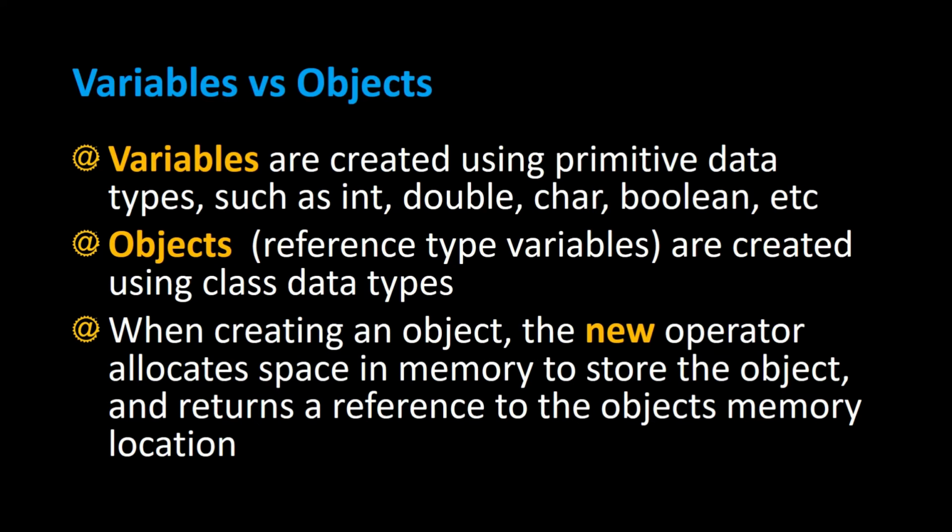Whereas objects, which are also called reference type variables, are created using class data types. Those are the data types that start with a capitalized letter, such as String or Random and so on, and we'll see another example soon. When creating an object, we use the new operator, which allocates space in memory to store the object, and it returns a reference to the object's memory location. So let's take a look at an example and see the differences between objects and variables.